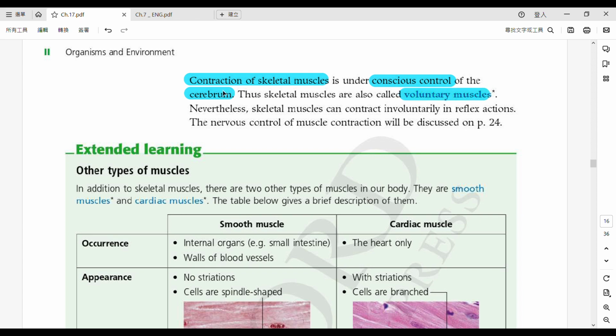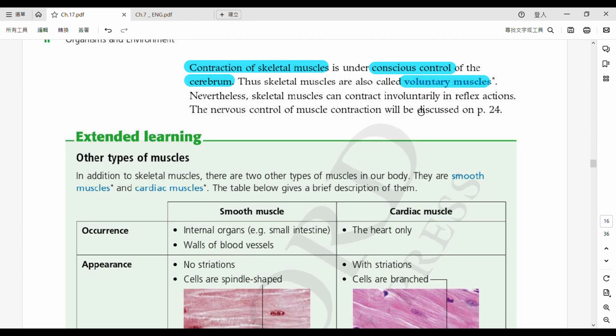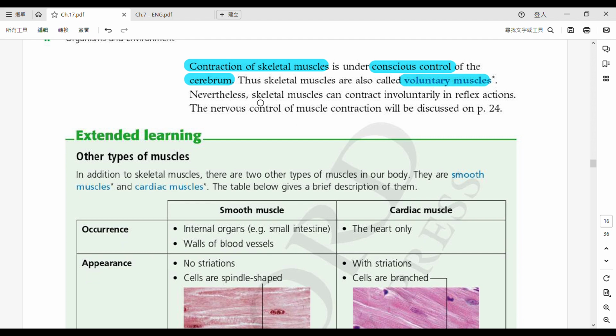Okay, because our cerebrum controls voluntary actions. Okay, 隨意動作㗎嘛。And then, however, remember that 我哋嘅 skeletal muscle can also contract， 可以收縮得 involuntarily， 可以係唔隨意咁樣收縮嘅。Okay, for example, reflex actions.